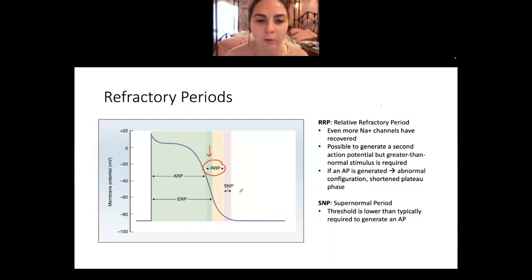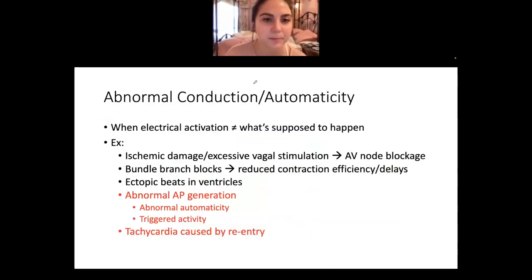And then your supernormal period, this SNP, the threshold is lower than typically required to generate an action potential. I only bring this up because some of the things we're going to talk about are after depolarizations, and what is an after depolarization? It's basically an action potential that gets generated at one of these spots. Okay.